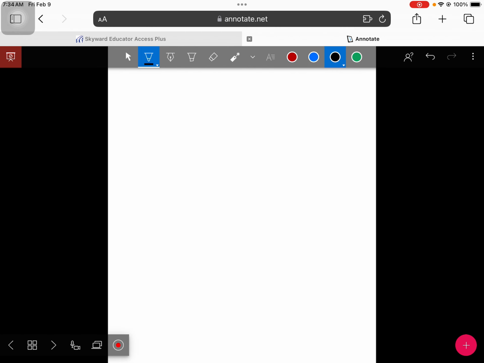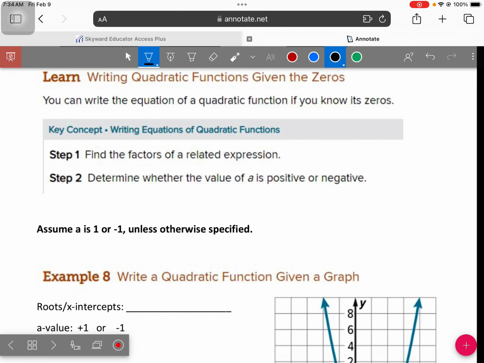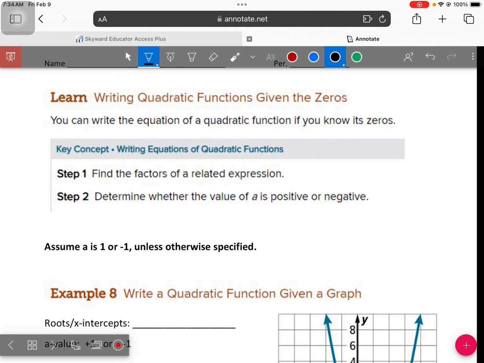All right, turn the page. Writing quadratic functions given the zeros. What's another name for the zeros? Roots. What else? Zeros. What another name? Solutions. And the last one, x-intercept.